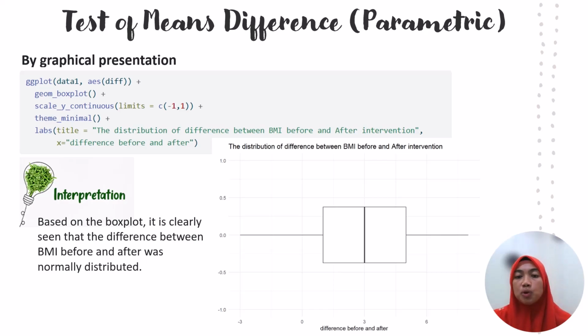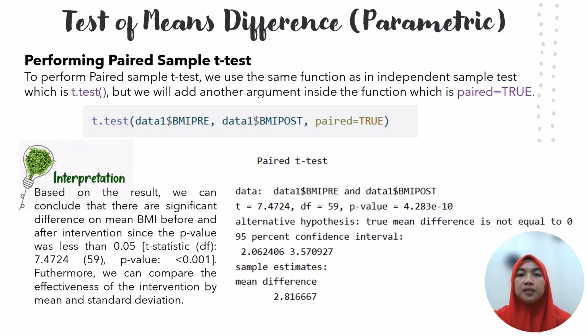So the distribution of difference between BMI before and after intervention. So we need to interpret the result based on the box plot. It is clearly seen that the difference between BMI before and after was normally distributed. After all the assumptions of the normality are met, we can move to performing the paired sample t-test.